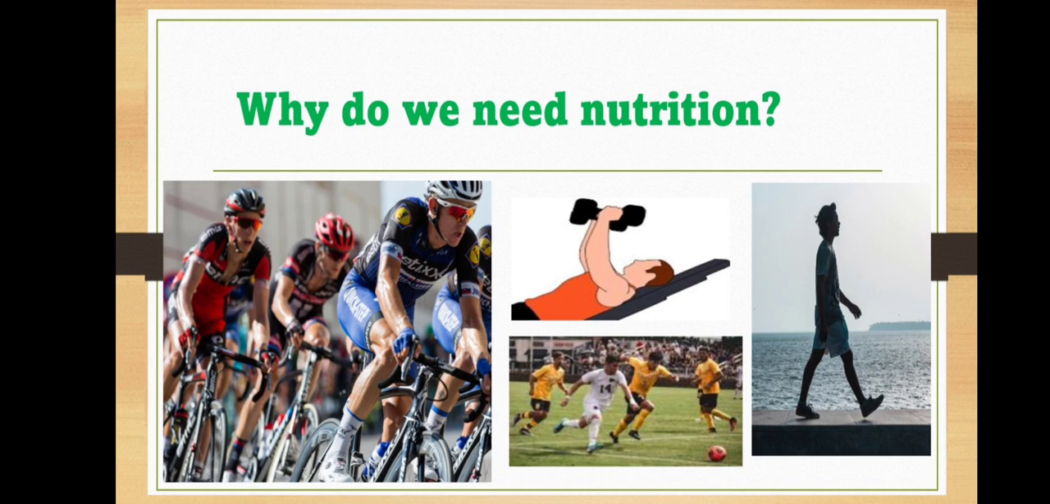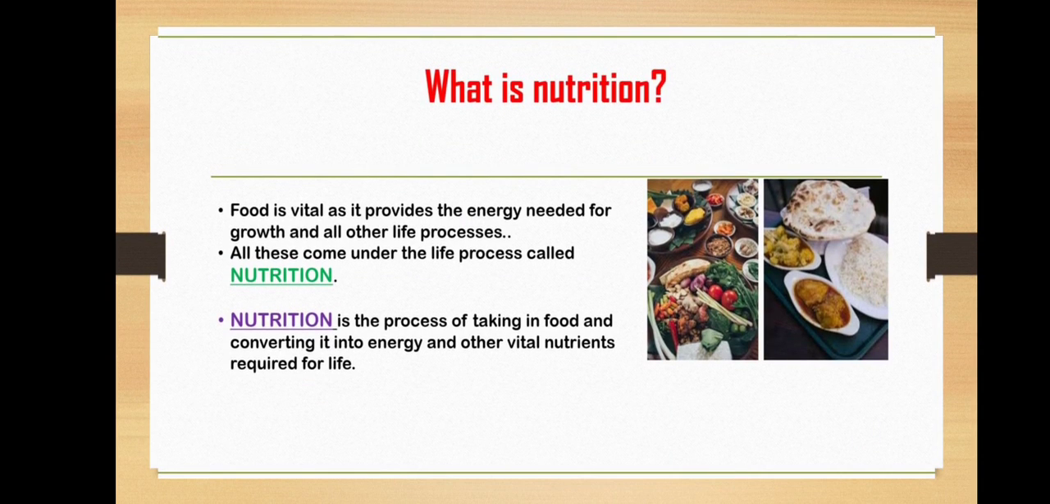So, in order to carry out all these kinds of activities, what do we need? We actually need energy. So, where does this energy come from? This energy comes from the food we consume. So, we can say that food is actually the source of energy that we need to do various kinds of life processes. Food is vital as it provides the energy needed for growth and all sorts of other life processes.